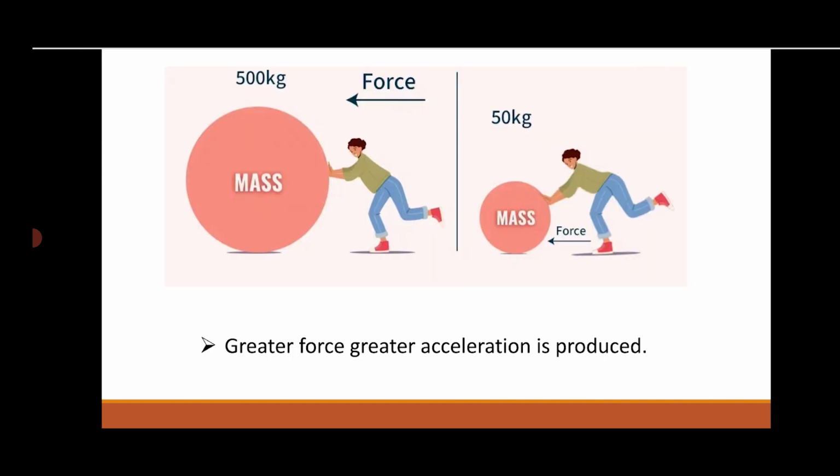Here, look at a person pulling a 50 kg body and a 500 kg body. While pulling the 50 kilogram mass, did he pull with the same force for pulling the 500 kilogram mass? No, different forces are applied for objects of different mass. We can say that when greater force is applied, greater acceleration is also produced. Now we can derive the equation for Newton's second law of motion.